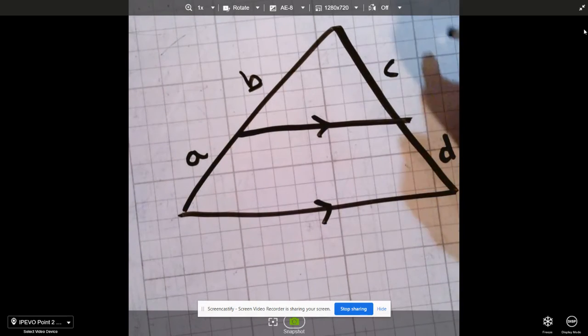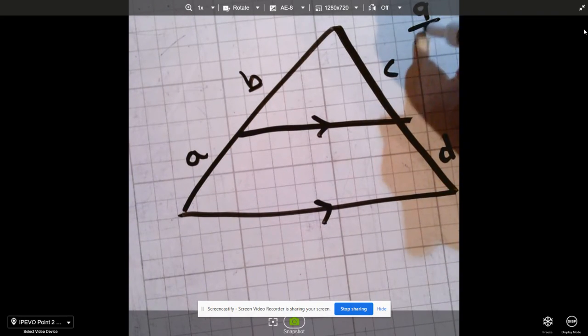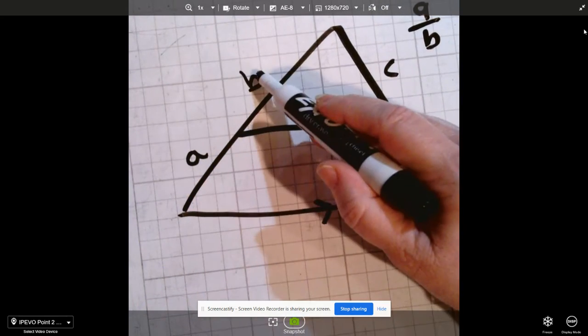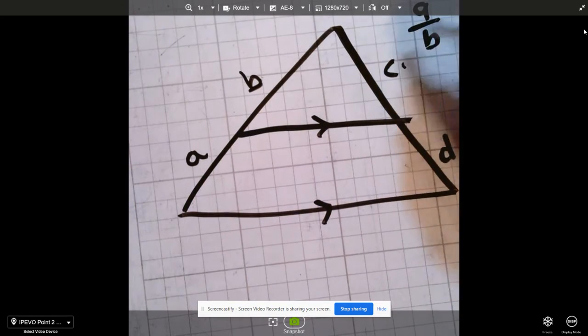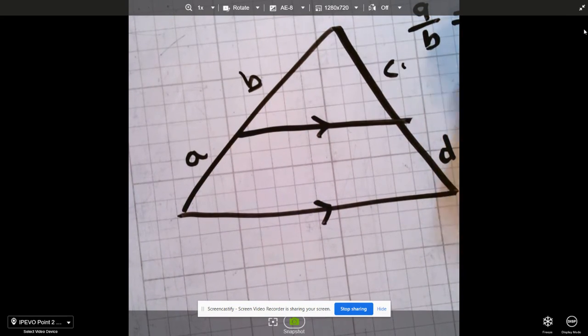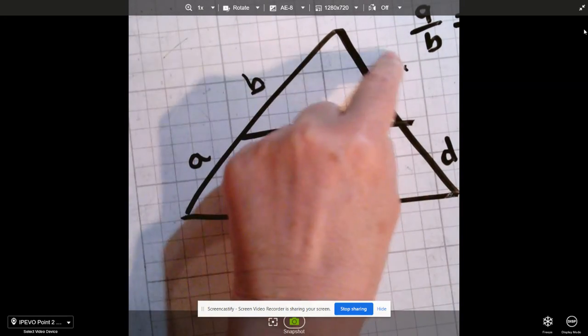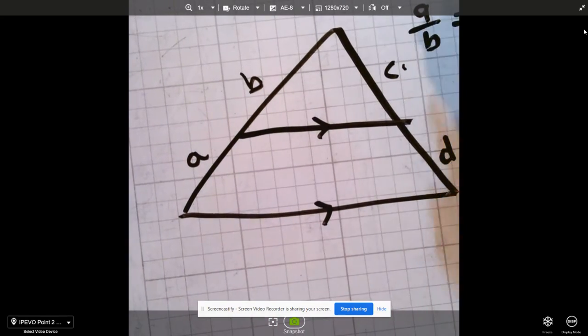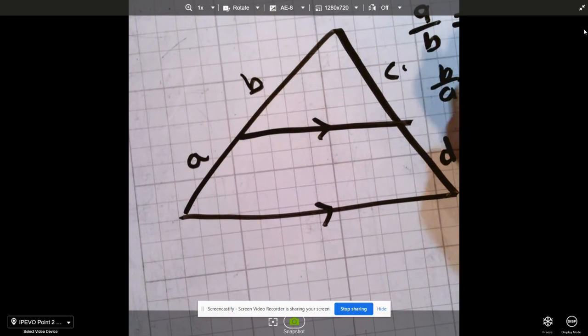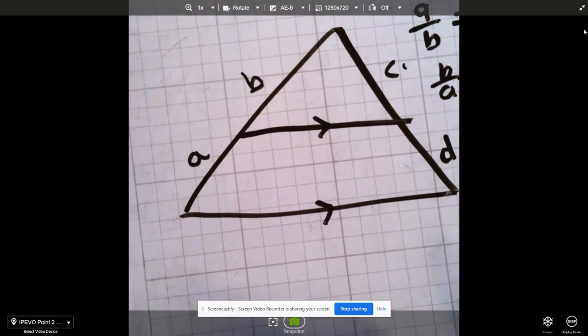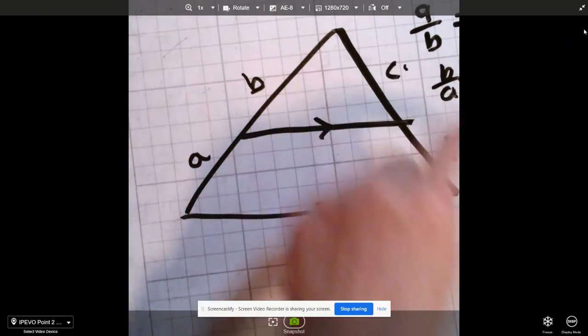So therefore, I could write a ratio that A is to B, this side is to this side, as D is to C. Now, if you start with A and go up, you have to start with D and go up. I could do it the other way. I could say B is to A as C is to D.